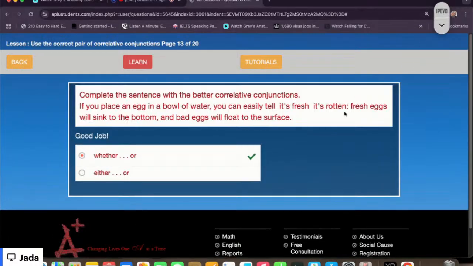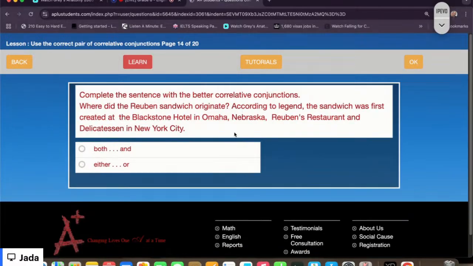So we have whether or. Where did the Reuben sandwich originate? According to legend, the sandwich was first created at the Blackstone Hotel in Omaha, Nebraska, or Reuben's restaurant in New York City. So is it first or second?